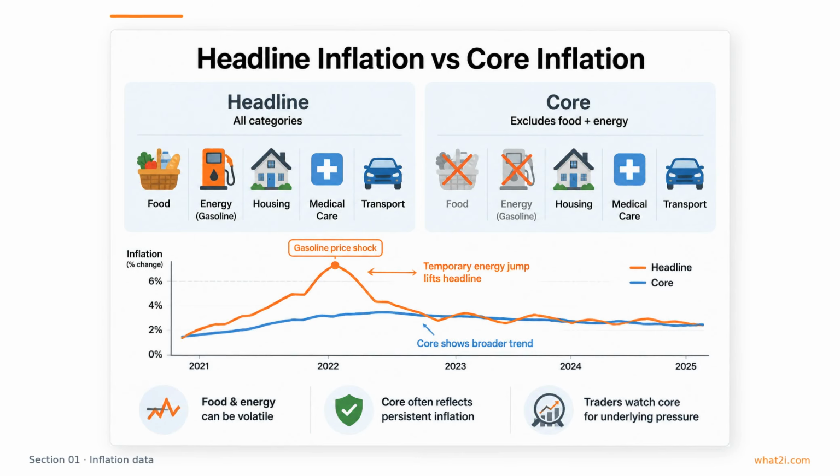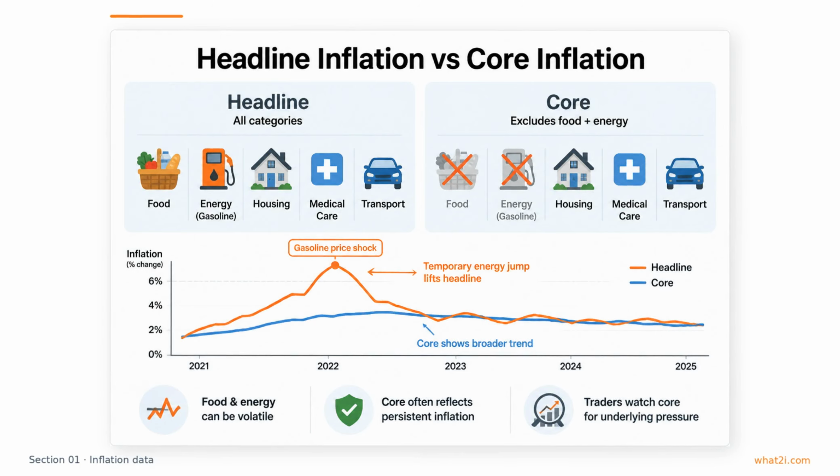Inflation data is built from thousands of individual price observations collected across the economy. Statistical agencies track prices for many categories, including housing, food, clothing, transport, and medical care, and then assign weights based on how important each category is in household spending. Housing, for example, usually carries a much larger weight than something people buy only occasionally.